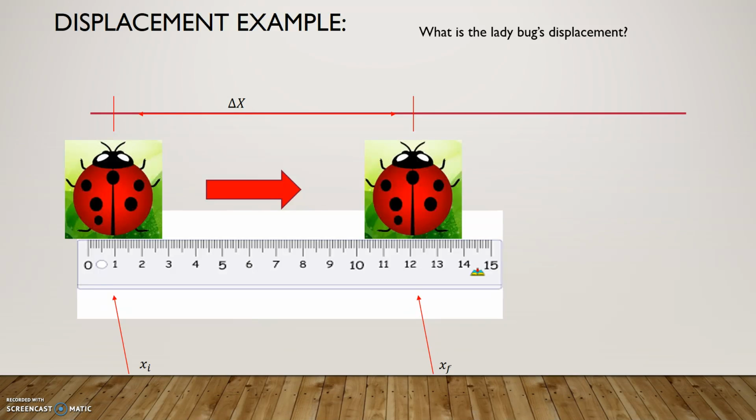At this moment, please pause the video to solve and receive your answer. Alright, the answer is 11 meters. We take the final spot the ladybug lands, which is 12 meters. We subtract from it where the ladybug started at 1 meter, and then we receive our answer of 11 meters. We'll do more examples in class.